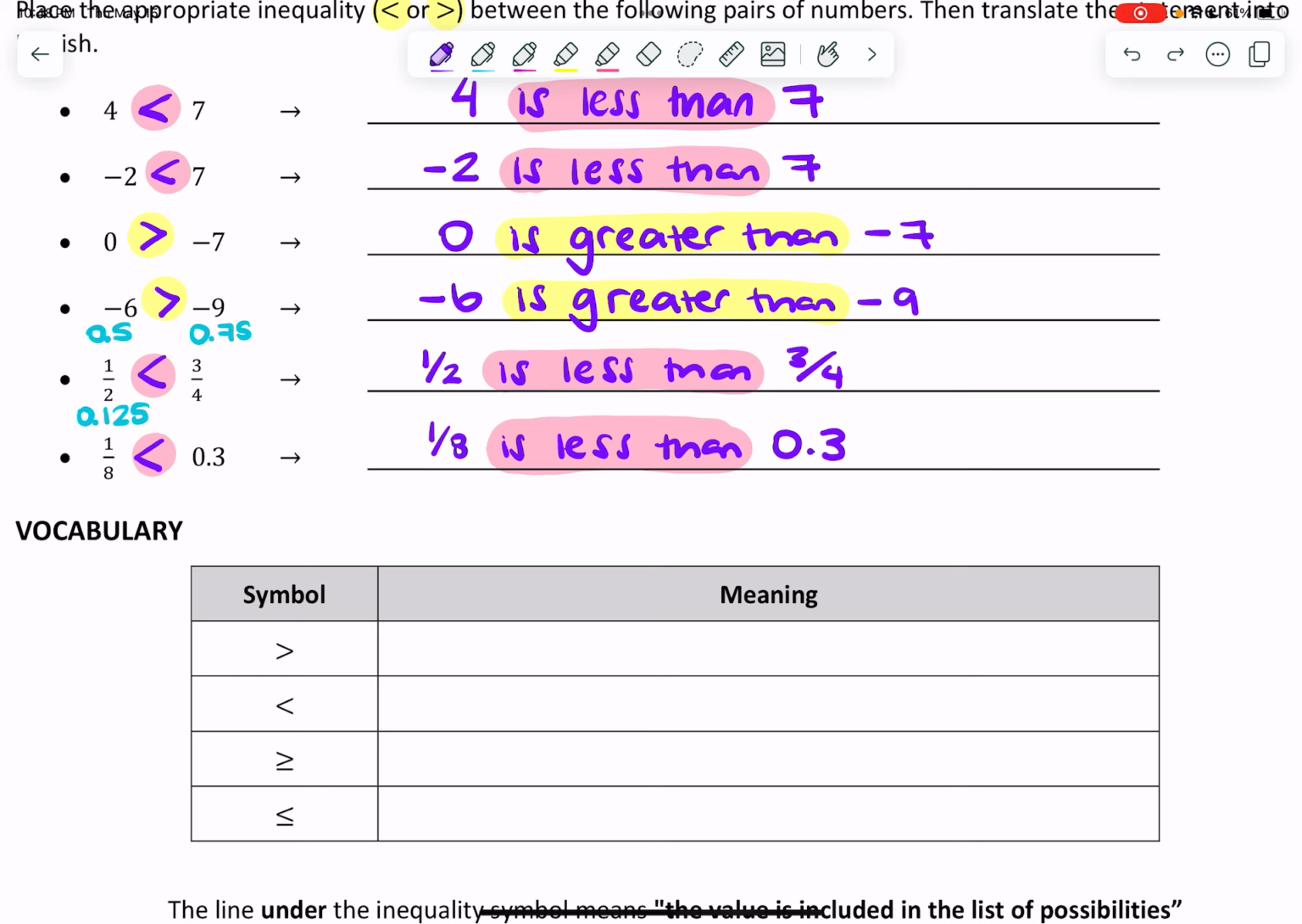So this first symbol here, the big side is on the left. So I would read that as is greater than. Oops, not greater, greater than, okay. And this symbol here would translate to is less than, because the smaller side is on the left. And I read from left to right.